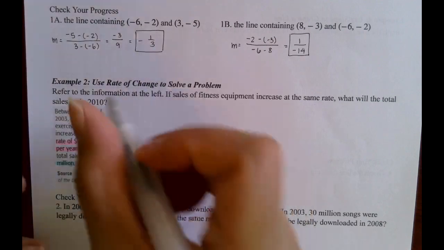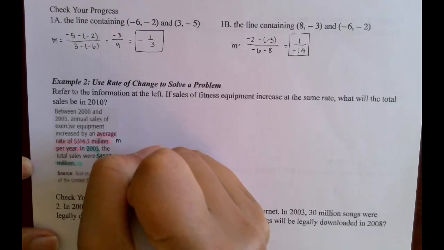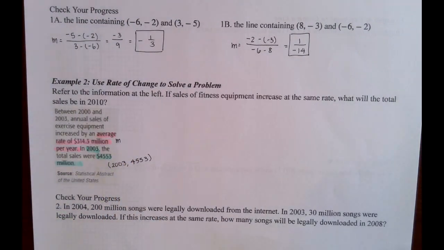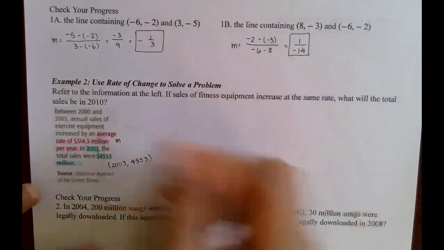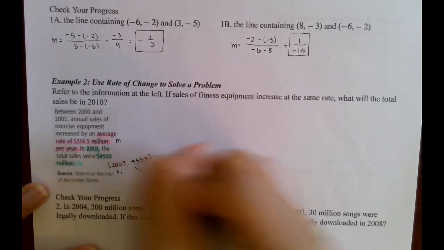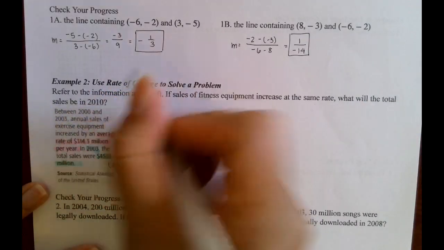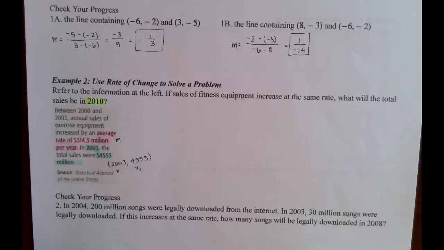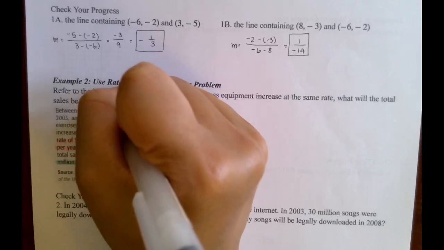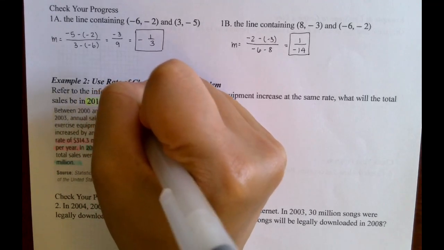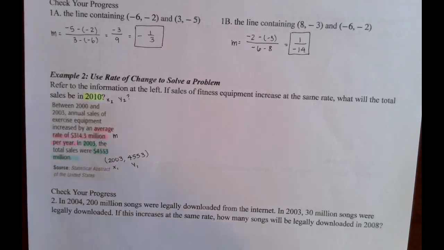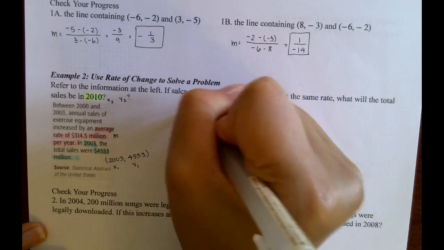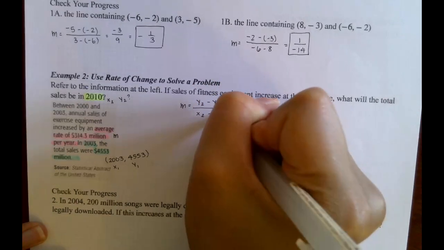So we can think of it as 2003, 4,553. Okay. So we can think about this as x1, y1. And to find what it would be in 2010, this 2010 will be our x2, and we just need to figure out what y2 is. Right? So let's use the slope formula where m equals y2 minus y1 over x2 minus x1.